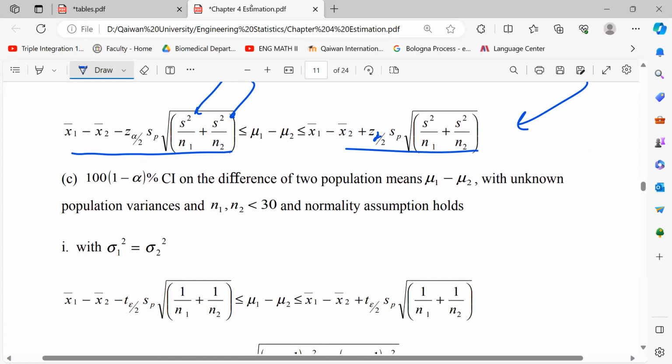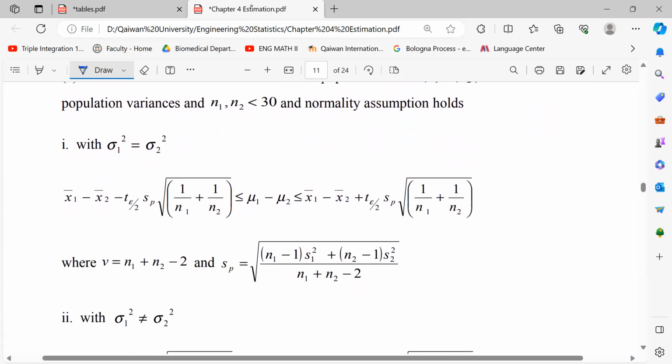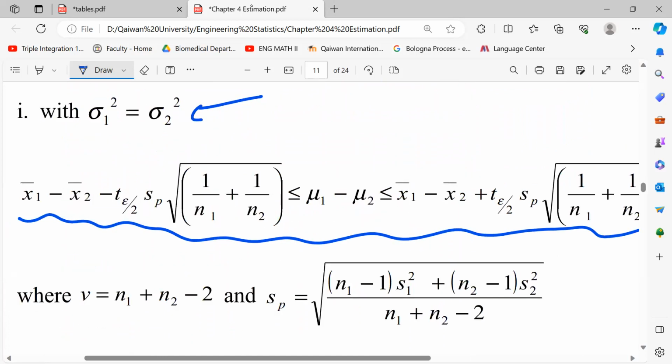In the third case, if the population sizes are less than 30, we still have two subcases, if the variances are equal or not. If the variances are equal, we use this rule. But here we have the T distribution. In the previous one, we had Z. We now have T of epsilon, and these epsilons mean alpha. This is alpha. This is alpha.